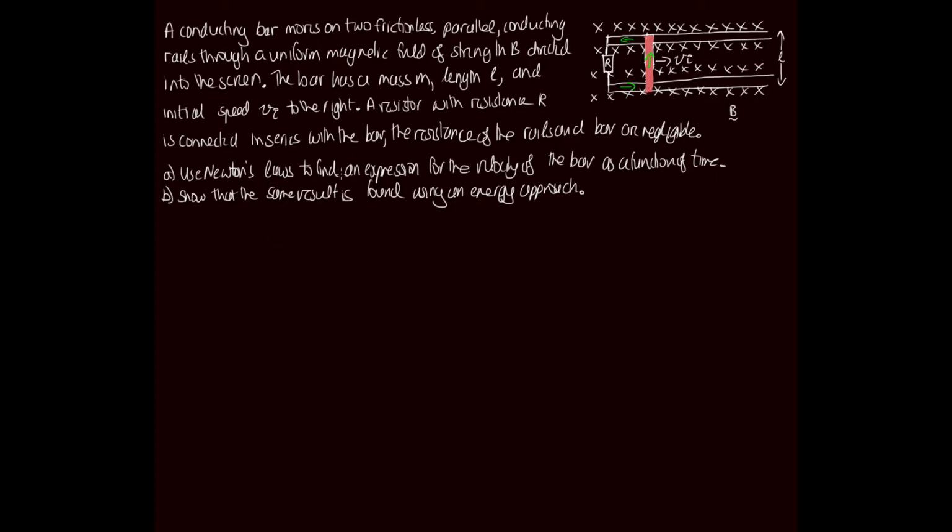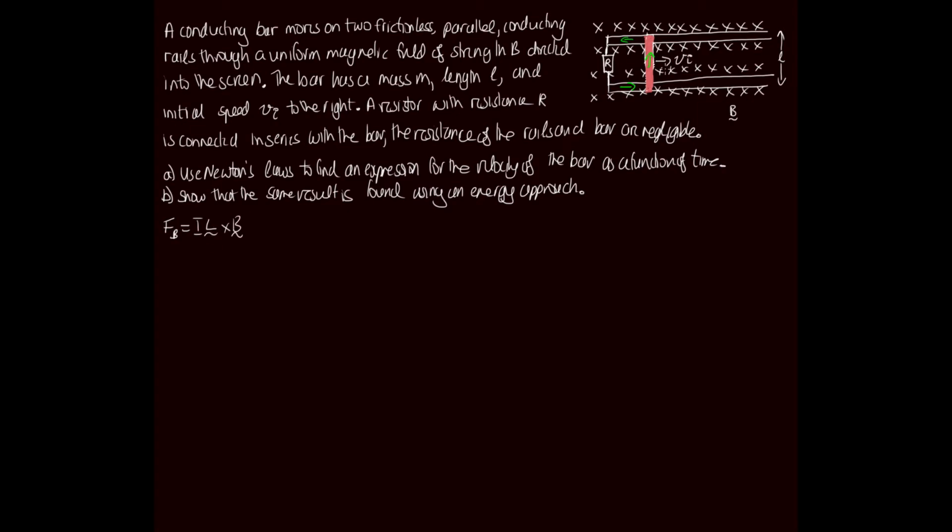So we're told to use Newton's laws to find an expression for the velocity of the bar. We know that the force acting upon this bar is going to be the magnetic force from this induced current reacting with the magnetic field here. So we can say that the force on the bar is going to be the magnetic force, and that will be given by I L cross B.